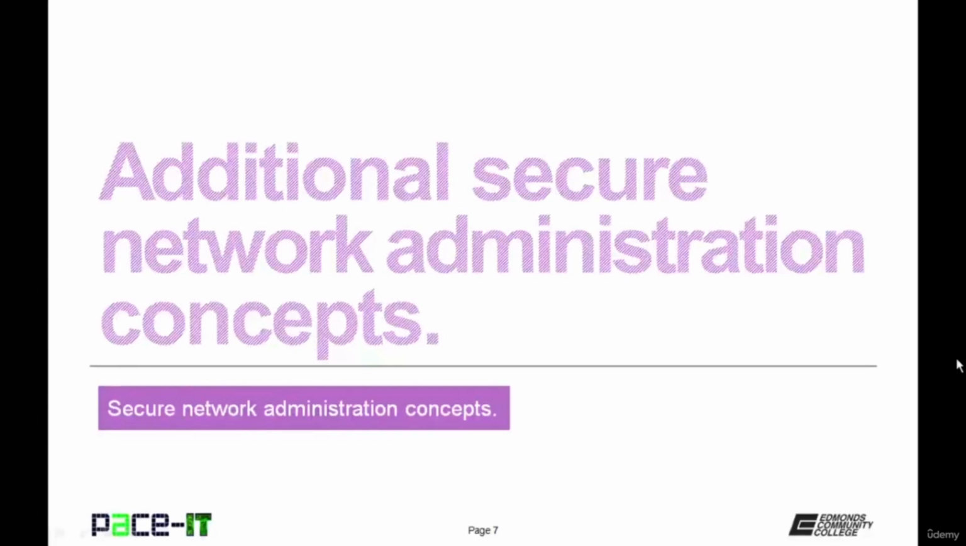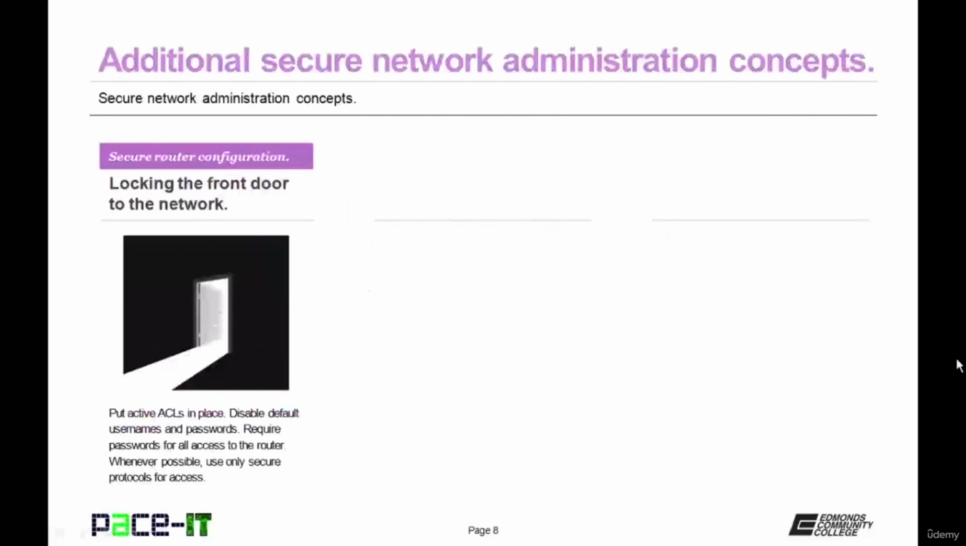Now let's move on to some additional secure network administration concepts. Now these concepts are pretty basic, but they're still important, and the first one is secure router configuration. That's locking the front door to your network. Put active ACLs in place. Disable default usernames and passwords. Require passwords for all access to the router, and whenever possible, use only secure protocols to access the router.